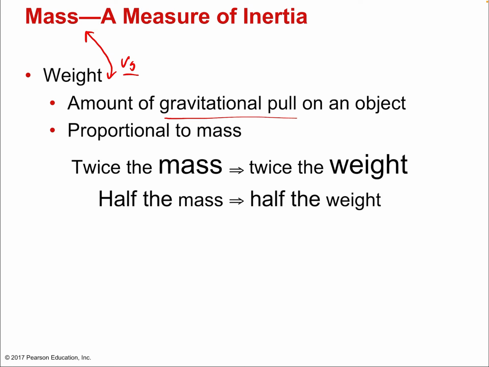Now, weight is proportional to mass. So, for example, on Earth, if everyone is on the same planet, if I have greater mass, I also have greater weight. And the ratio of how much more mass I have to how much more weight I have compared to someone else is the same, because we all experience the same pull of gravity on Earth, okay? All right. Twice the mass, twice the weight. Half the mass, half the weight, okay?